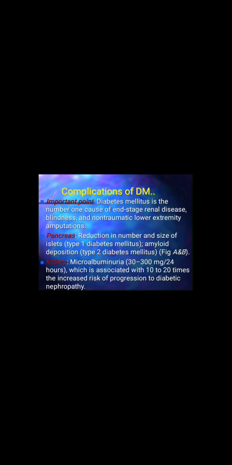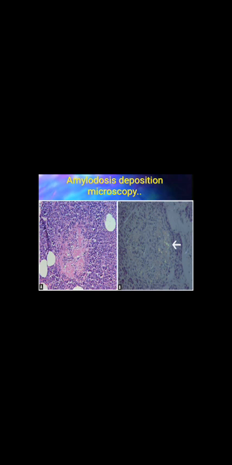So the effect on the pancreas is that diabetes can cause reduction in the number and size of the insulin cells, that is in type 1, while in type 2 there is amyloid deposition in the pancreas. Then the effects on the kidney: there is microalbuminuria, that's presence of albumin in the urine, and this increases the chances for the condition to progress to diabetic nephropathy. This is a histologic presentation showing amyloid deposition in the pancreas.